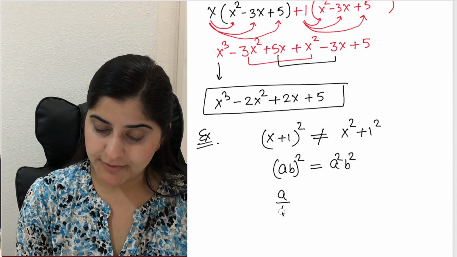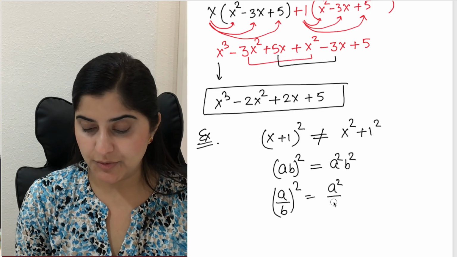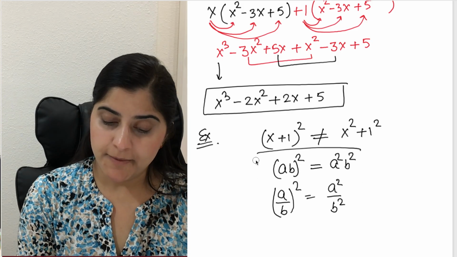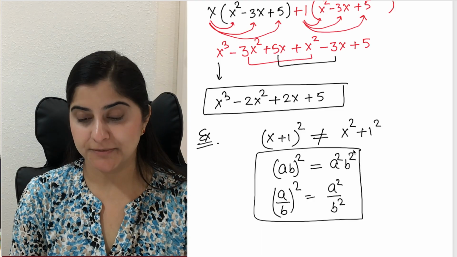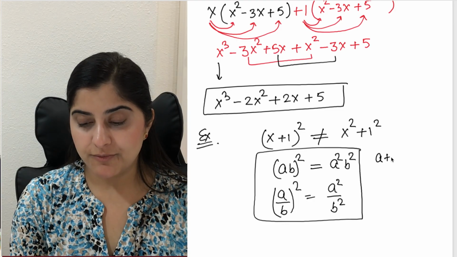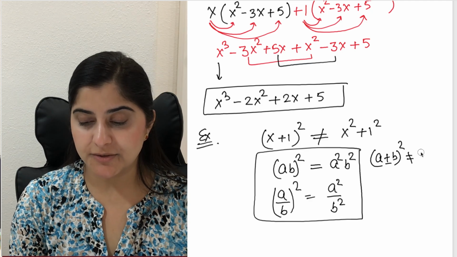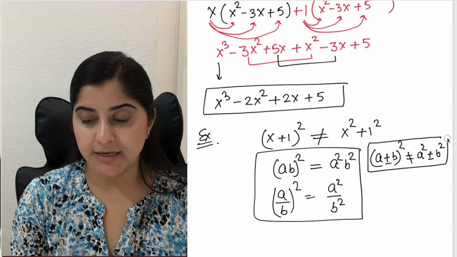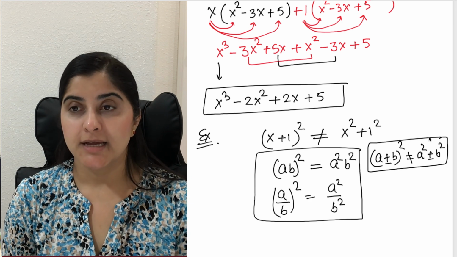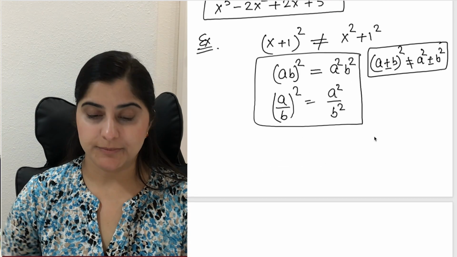If you have a division and then a square, we can distribute this square to both numerator and denominator. This result is only true for multiplication and division. This is not true for a plus or minus sign in the middle. You cannot distribute this inside if there is a plus or minus sign. Okay, so this is very important to know. If this is not equal to that, then what is it equal to?